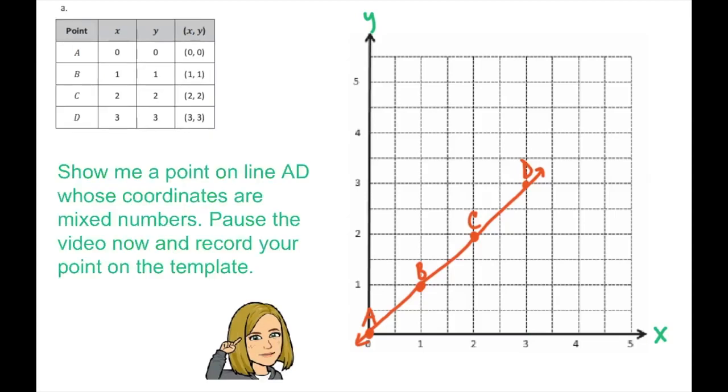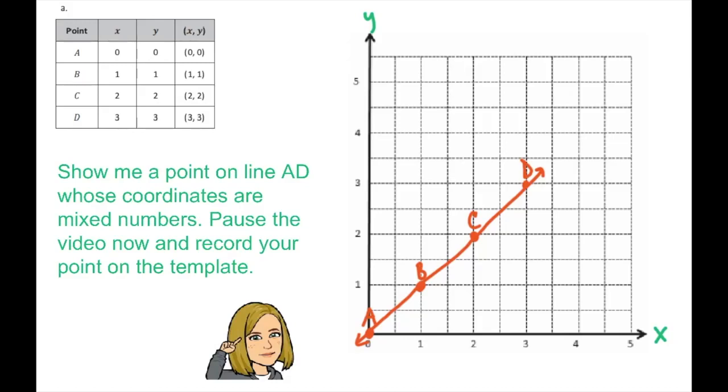Let's move on. I would now like to challenge you to show me a point on line AD whose coordinates are mixed numbers. So now we're really going to have to tap into Module 4 when we think about our mixed numbers. I would like you to pause your video now and record your point on the template. So you could have come up with a variety of different things. Let's explore a couple of options that we can have on here.